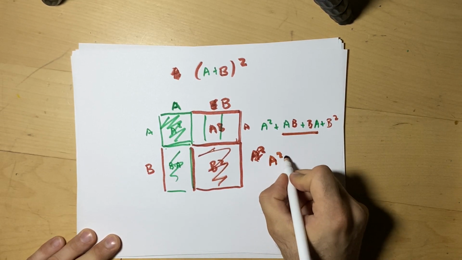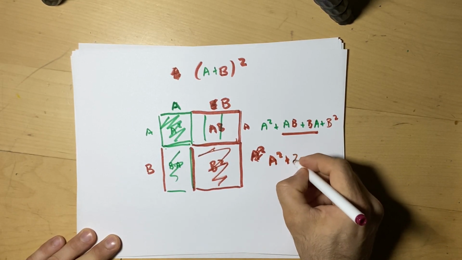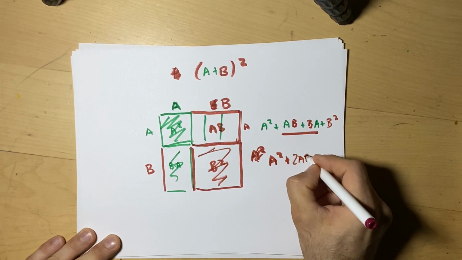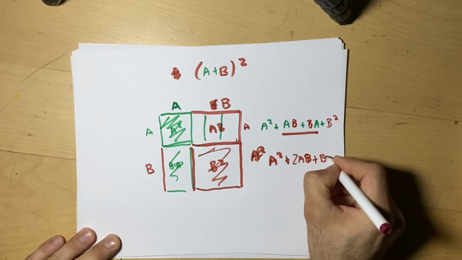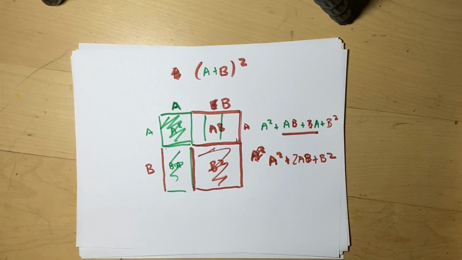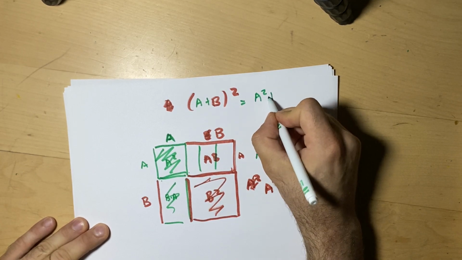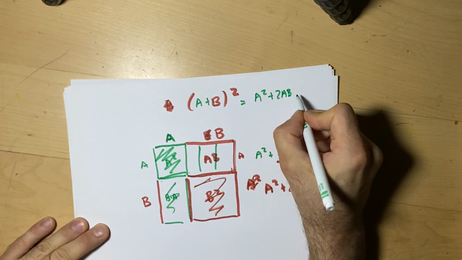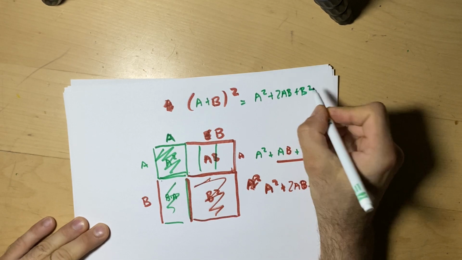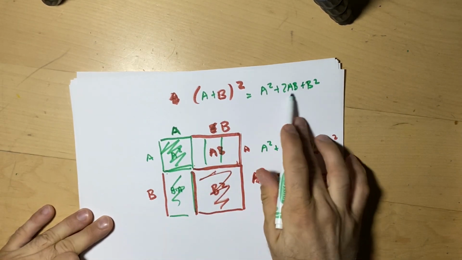We have a squared, I'm not using colors now, 2ab, plus b squared. So hopefully you can see visually that (a + b), when we square it, becomes a squared plus 2ab plus b squared, both visually and algebraically.